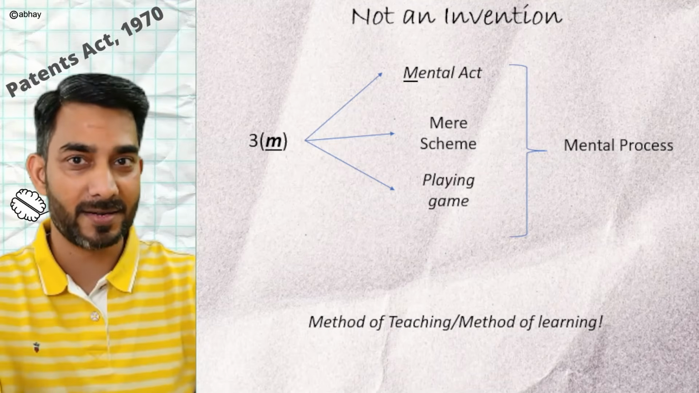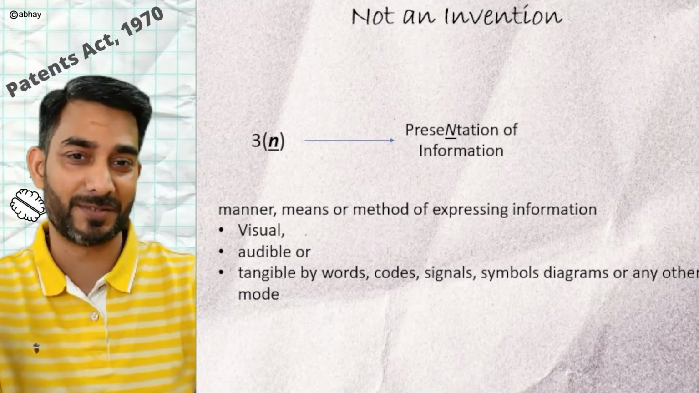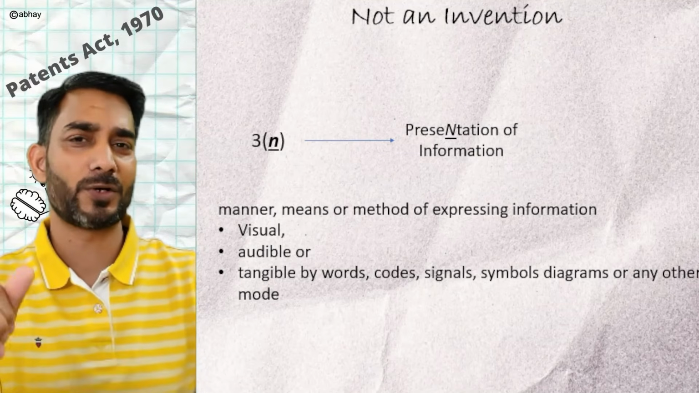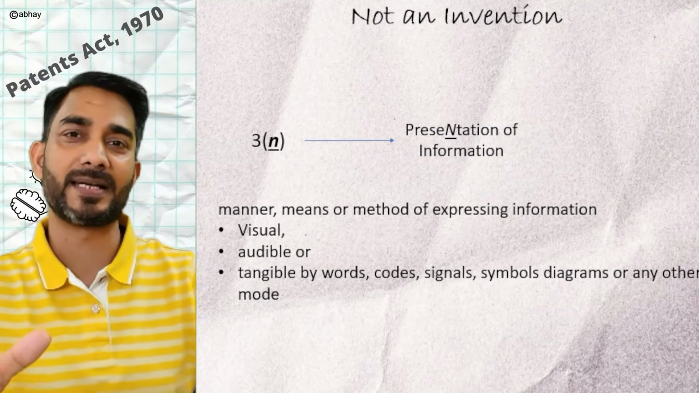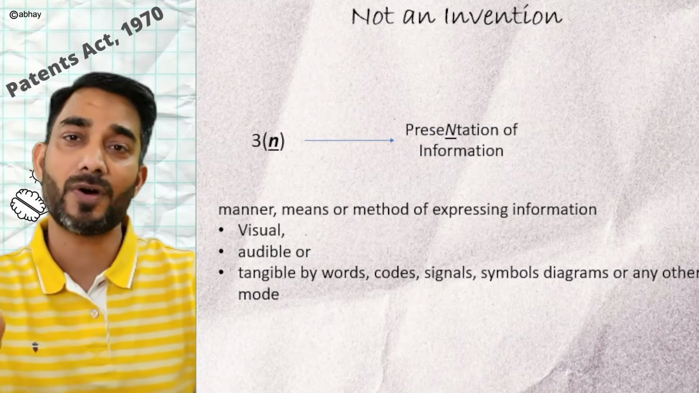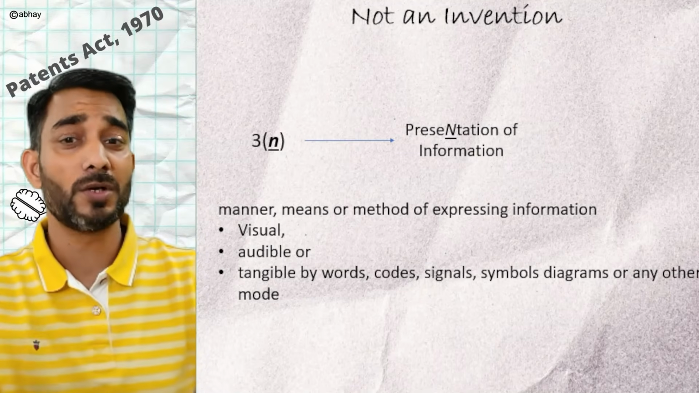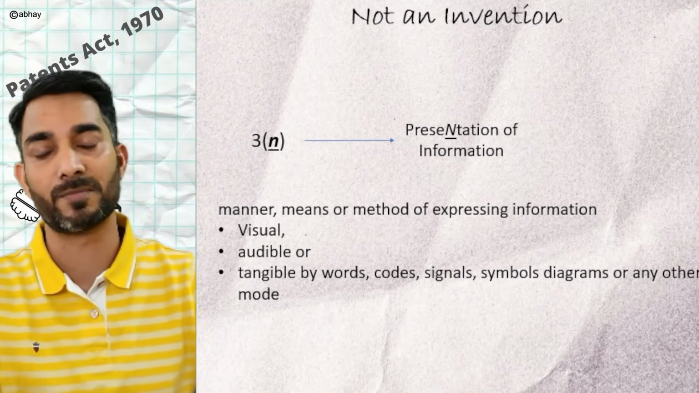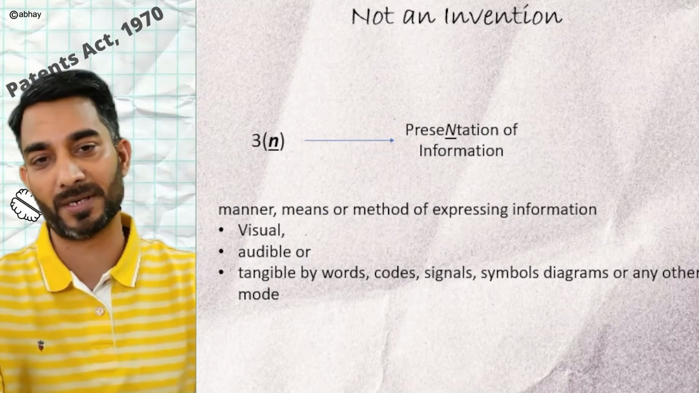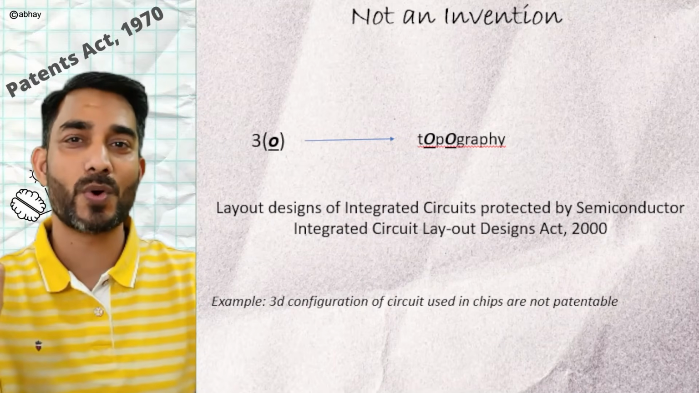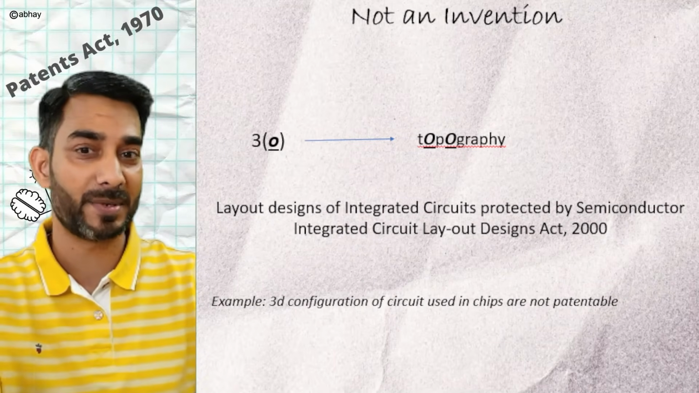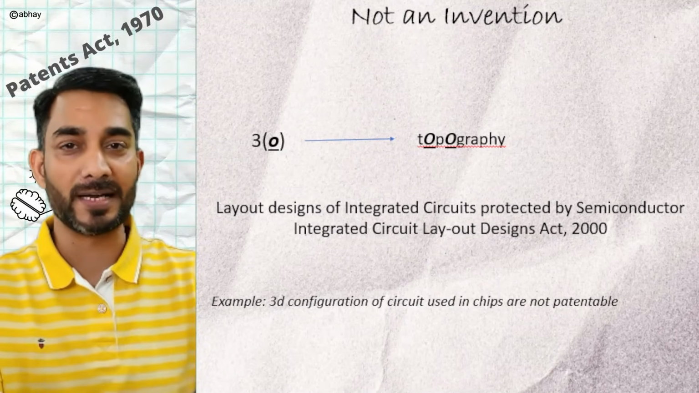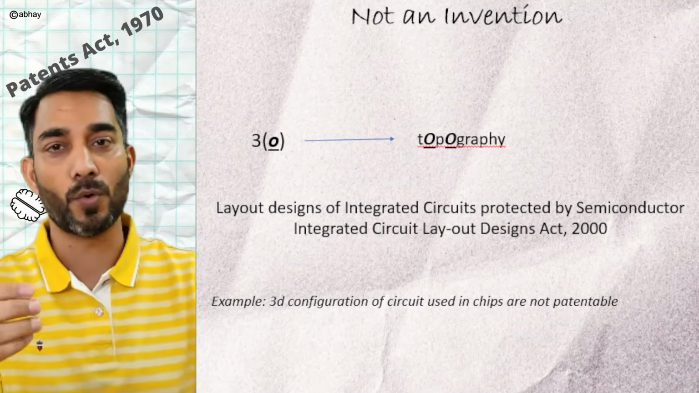Next, N, presentation of information. So any sort of presentation of data is not patent eligible subject matter, irrespective of how it is done. Could be visual, audible, or tangible, by words, codes, signals, symbols, diagrams, or any other mode, are not patent eligible subject matter. O, topography. Because this is covered under the Semiconductor IC Layout Design Act, layout designs are not patent eligible subject matter under section 3O.